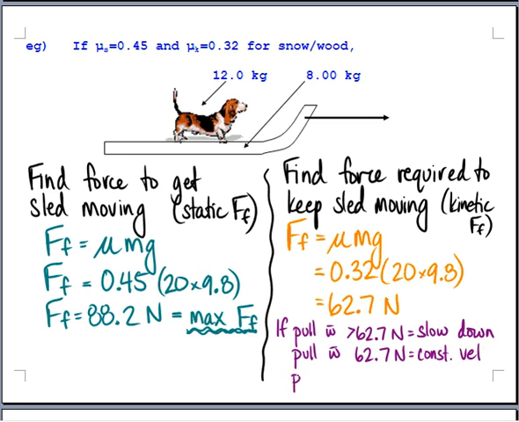And if we pull with more than 62.7, hopefully I got those little things in the right direction. Sorry if I got them backwards. But if we pull with more than 62.7 newtons, then what's going to happen is the sled's actually going to accelerate.